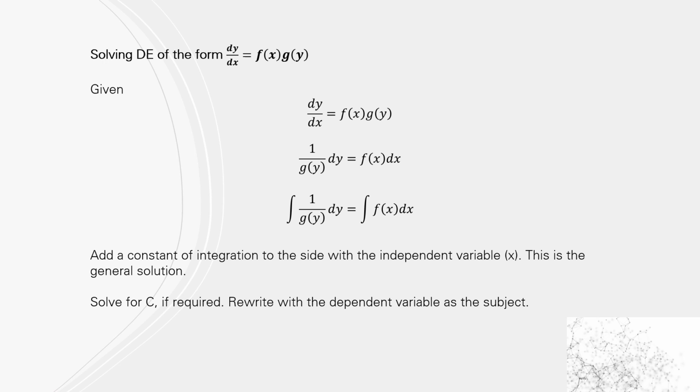Once you do the integral of both sides, you're going to add a constant. We'll add it to the side with the independent variable, the x, and this will give us the general solution. Now we'll solve for c if required, and we'll always rewrite with the dependent variable as the subject, so we'll get y in terms of x, unless asked otherwise.